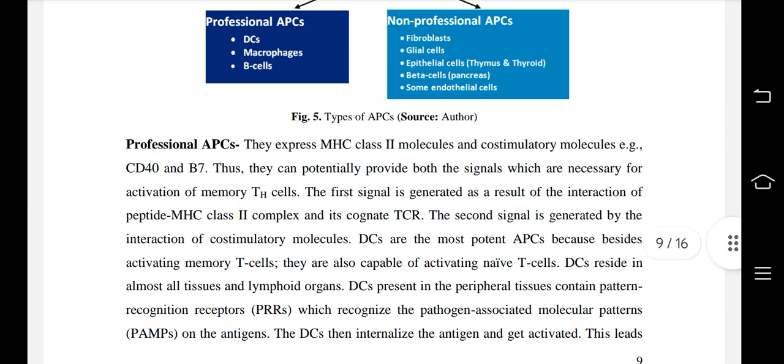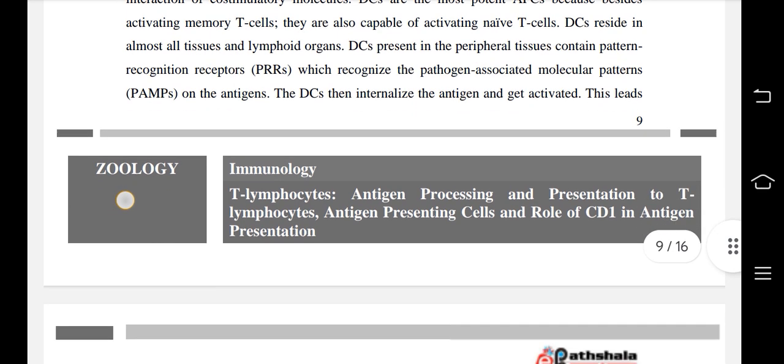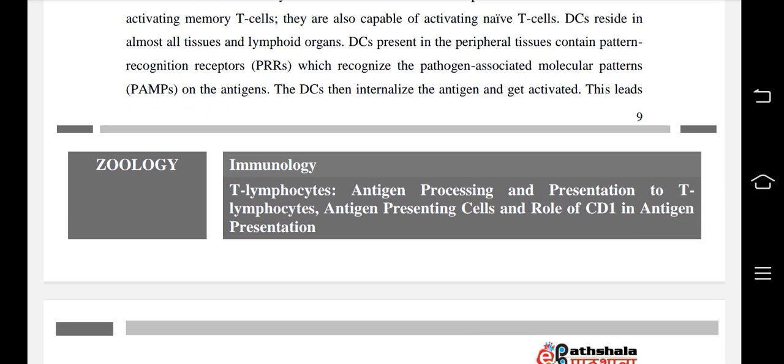New T cells. DCs reside in almost all tissues and lymphoid organs. DCs present in the peripheral tissue contain pattern recognition receptors, which recognize the pathogen associated molecular patterns on the antigen. The DCs then internalize the antigen and get activated.